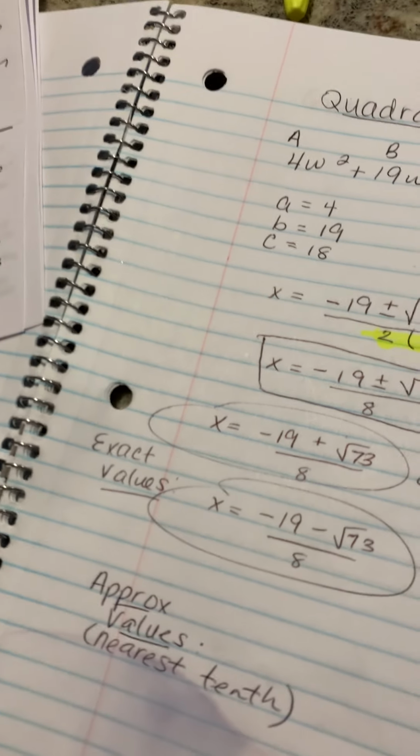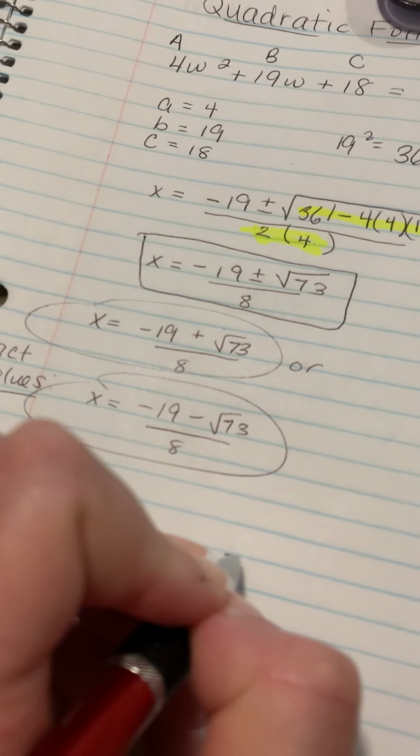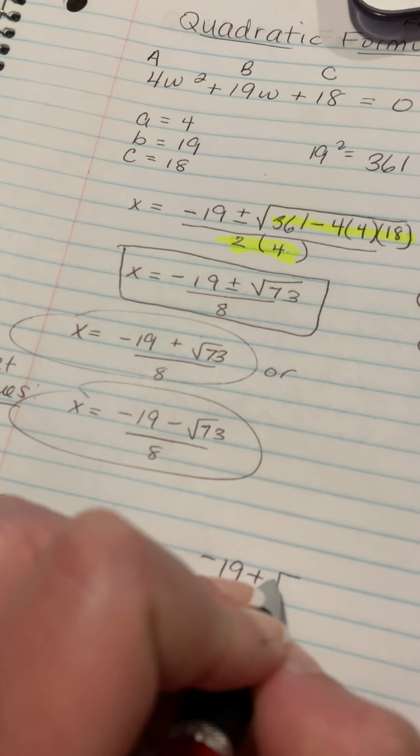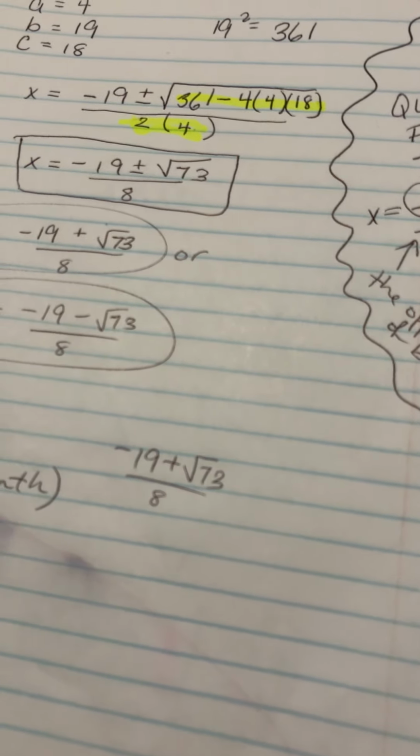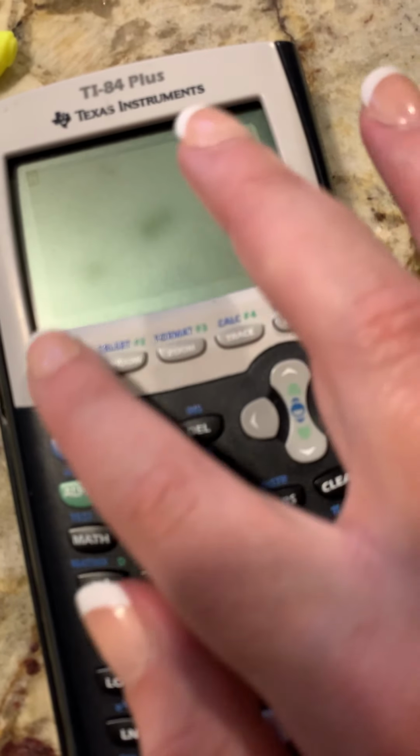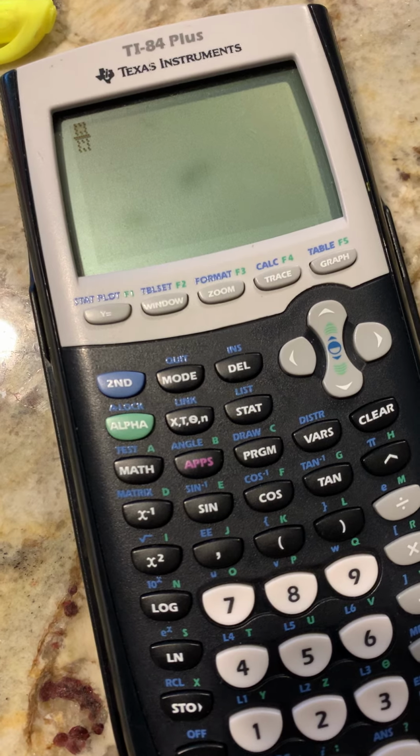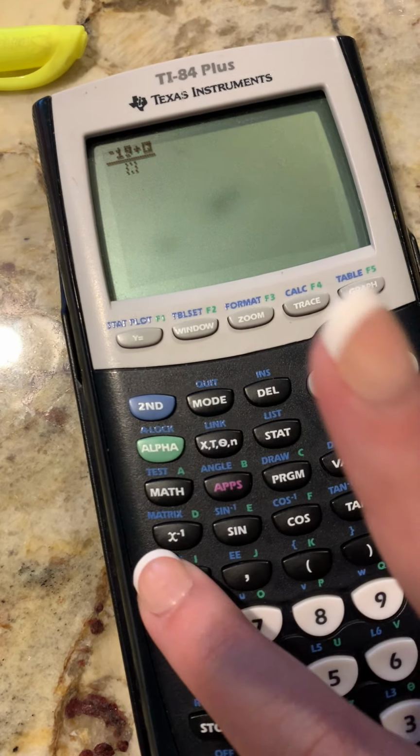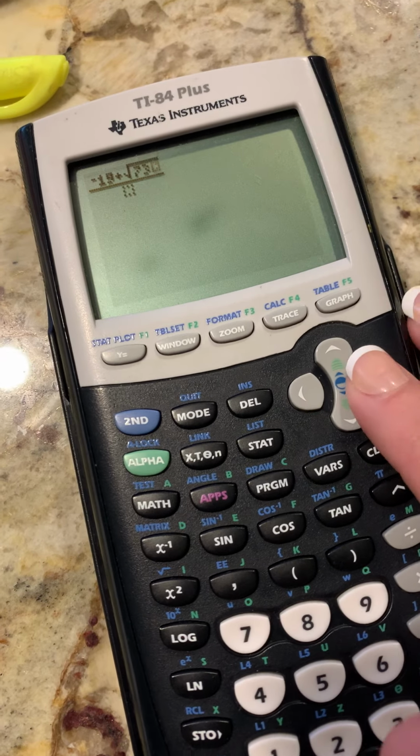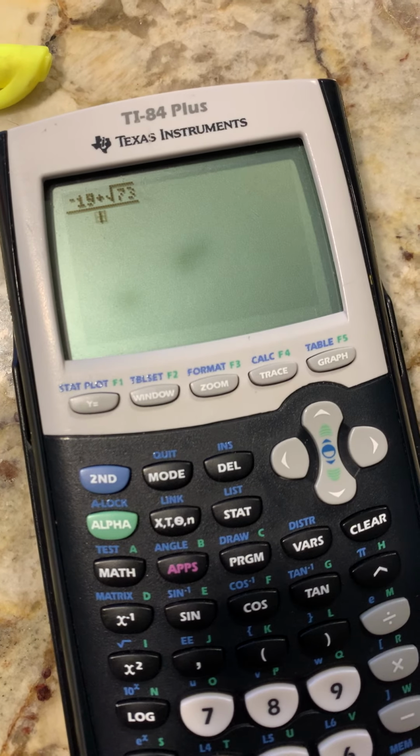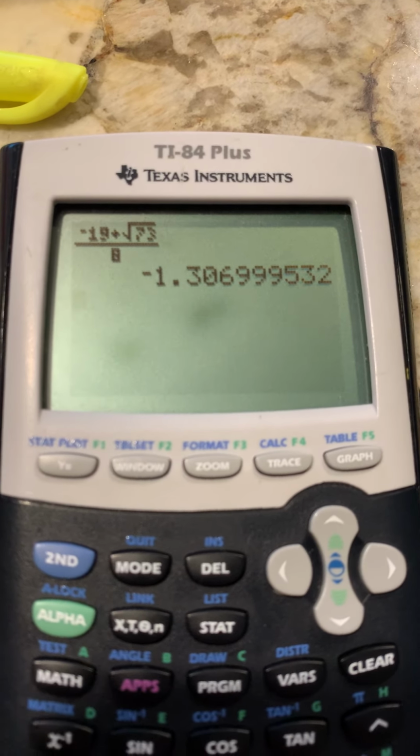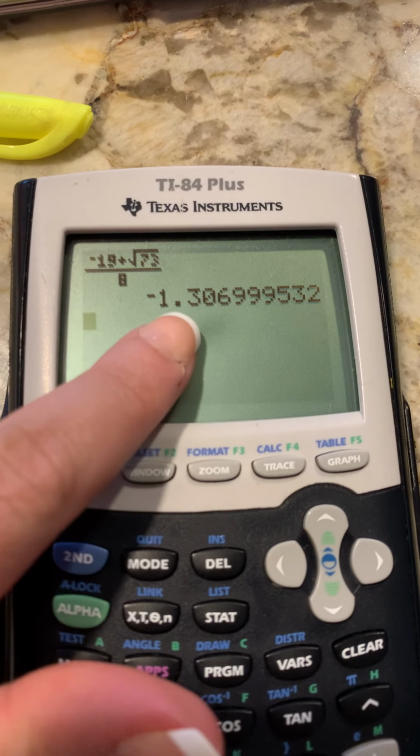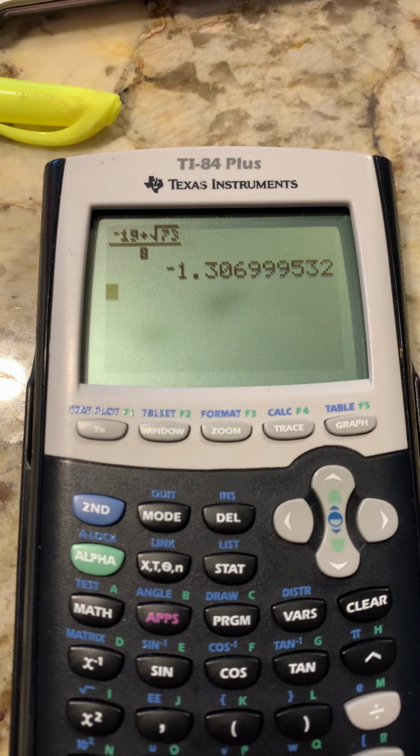We did this with our completing the square. We would have to basically take our exact values and use our calculator. So here's the first exact value: negative 19 plus the square root of 73 all over 8. So I would have to use my calculator to type that in. So to get a fraction, remember you do alpha y equals. Hit enter on n over d. And then type in negative 19 plus second x squared for the radical, 73, down arrow, 8. And then there's our decimal equivalent. So this is approximately negative 1.3, right? Because there's a 0 behind the 3, so it makes it stay a 3. So that would be your first approximate value.